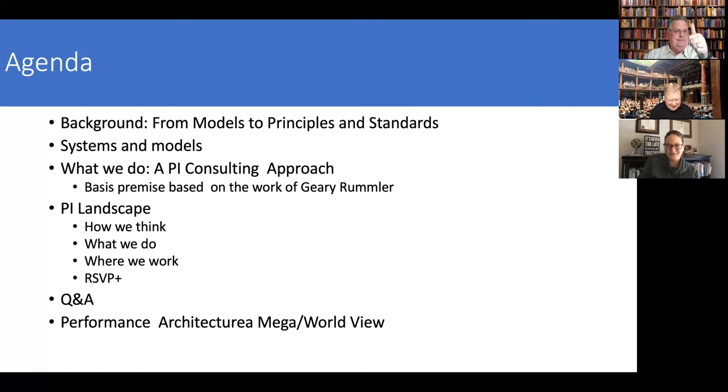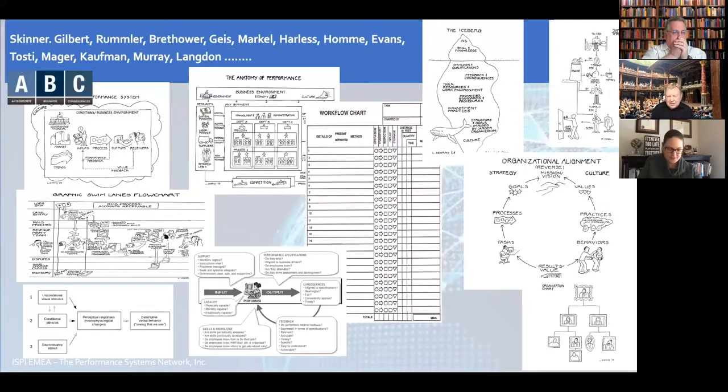Okay, great. So if you look out there, and you probably look at the textbooks, there are hundreds of models, and these are just a few. There's models by B.F. Skinner, the person who kind of started all of our thinking this way. There are models by Tom Gilbert, Gary Rummler, Dale Brethower, George Geis, Sue Marco, Joe Harless, Jim Evans, Lloyd Homme. These are the people that were the founders of performance improvement, or what we called NSPI at that time, the National Society for Performance Improvement.